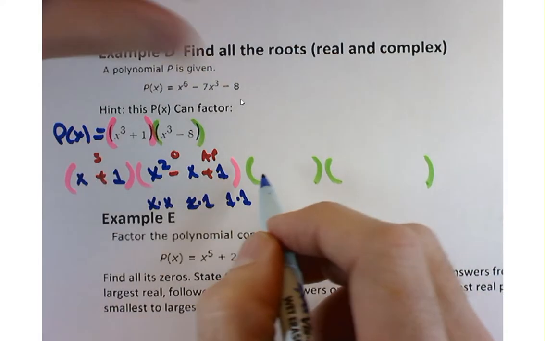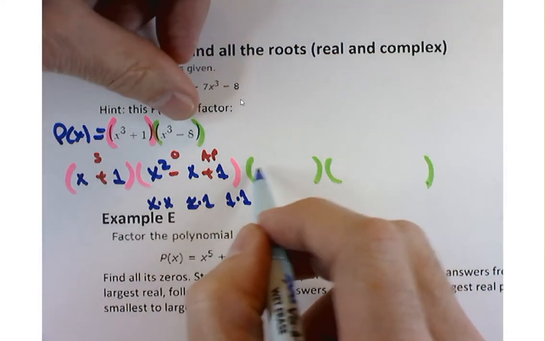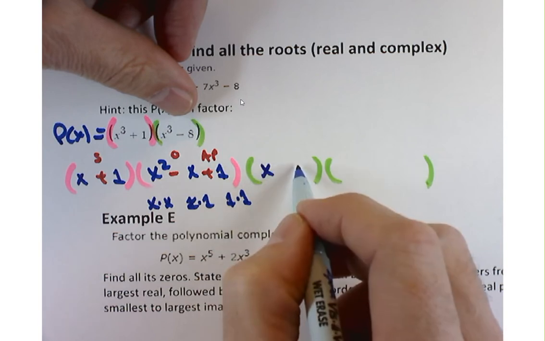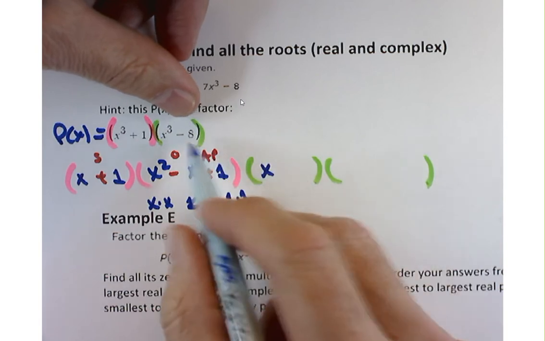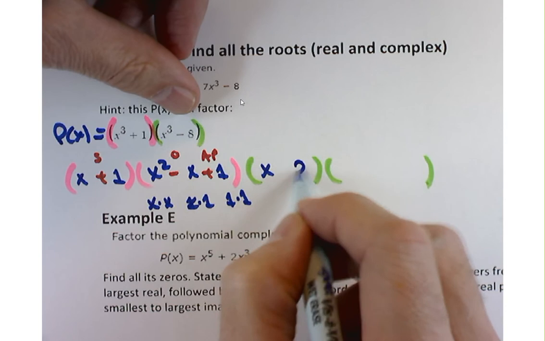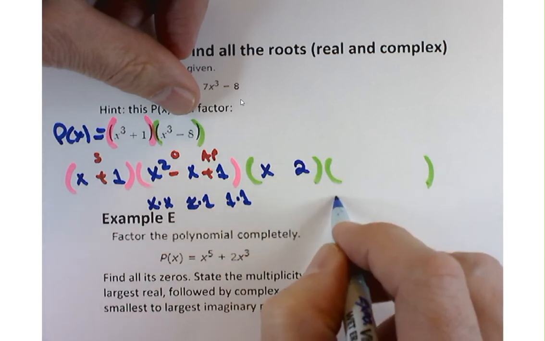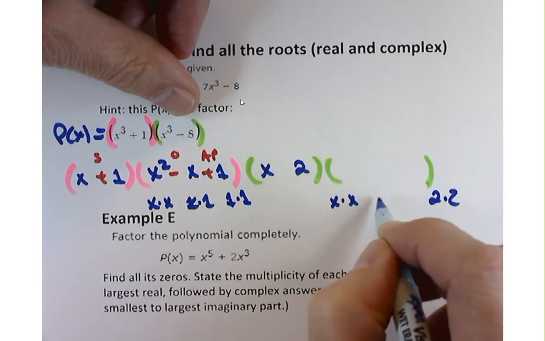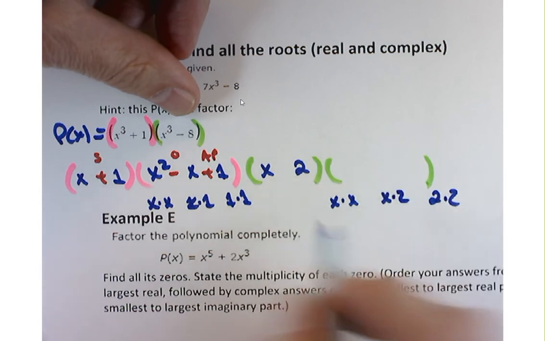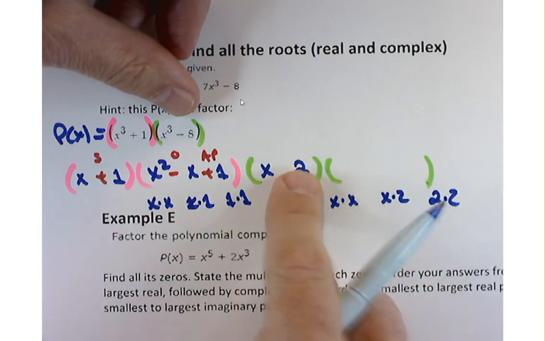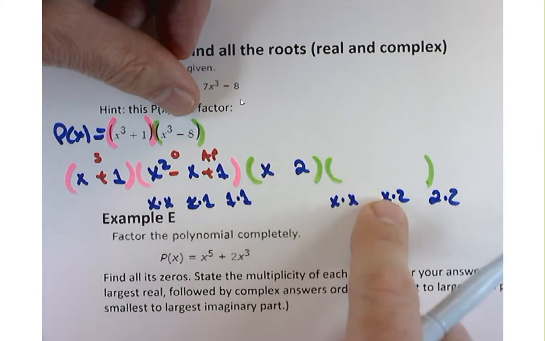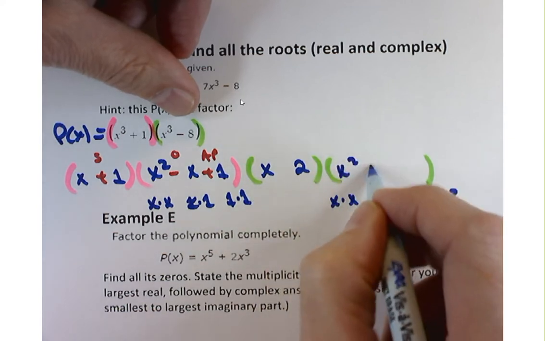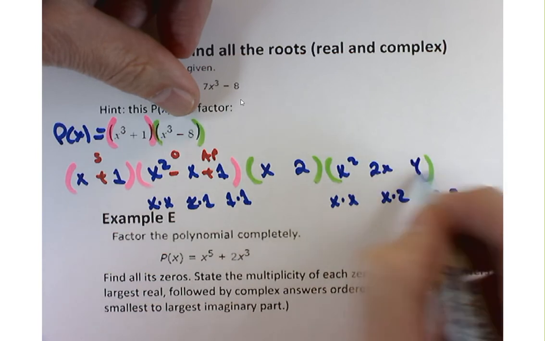Julian, maybe you can start us out. What's going to go in this first binomial? x and 8. Not quite an 8. What do you cube to get 8? Oh, 2. 2, there you go. And then I'll take x times x, 2 times 2, and x times 2. This times itself, and this times this. That'll give me the middle terms, x squared plus 2x plus 4.